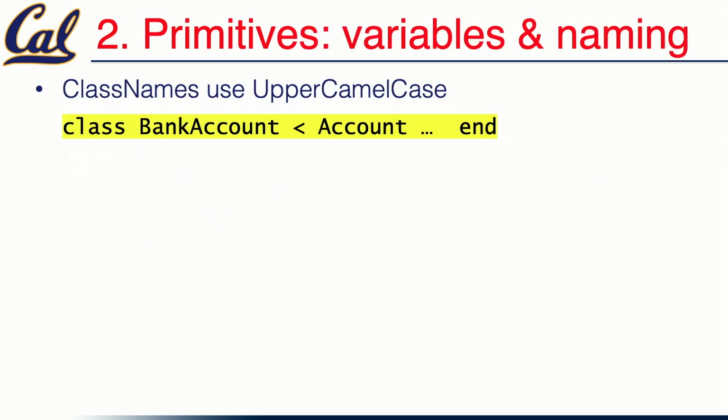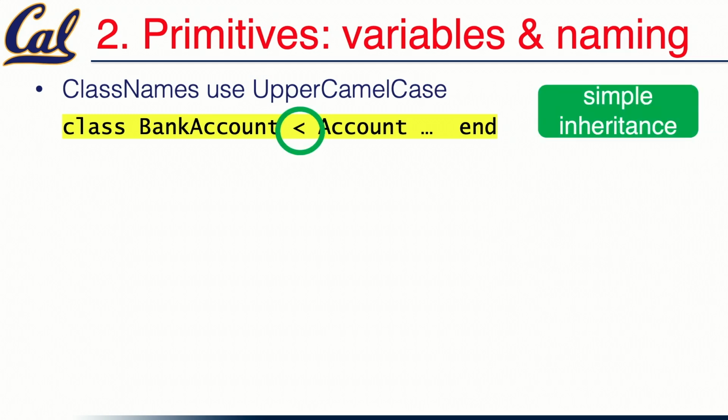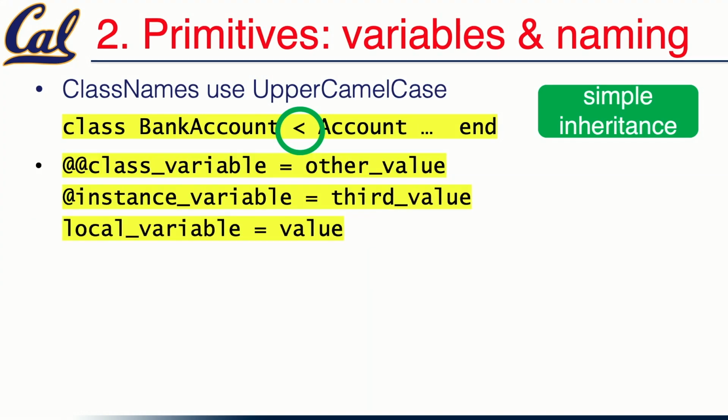Okay, primitives, variables, and naming. We said Ruby is an object-oriented language, so when you define a class, the class names use upper camel case. And this is actually a syntax thing. Notice the use of the less than symbol. That's how we indicate simple inheritance. So our class BankAccount inherits from the Account class. There's no double inheritance or multiple inheritance or anything like that.